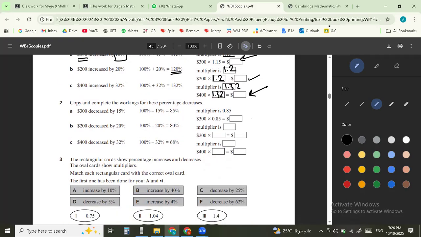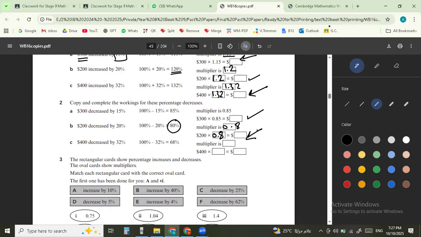Same thing exactly for the decrease. Decreases by 15%, so 100 minus 15 is 85. The multiplier is 0.85. Multiply 300 by 0.85 will give you the new price. 200 decreased by 20% means 100 minus 20 is 80%. Divide by 100 gives you 0.8. So 200 times 0.8 gives you the new price.